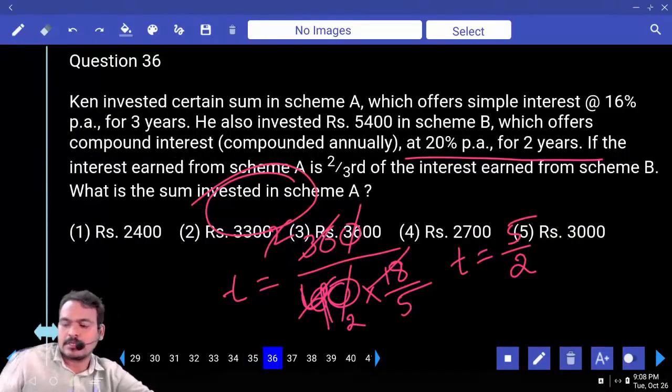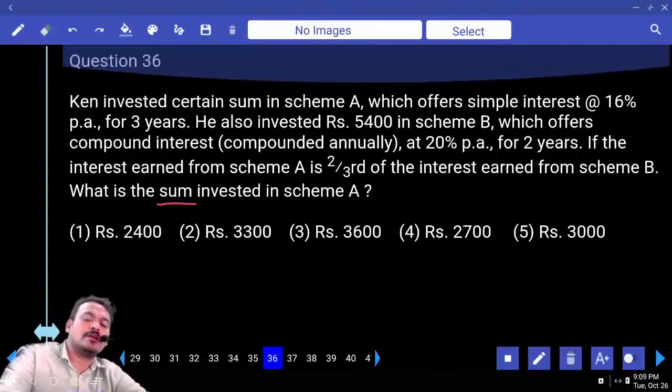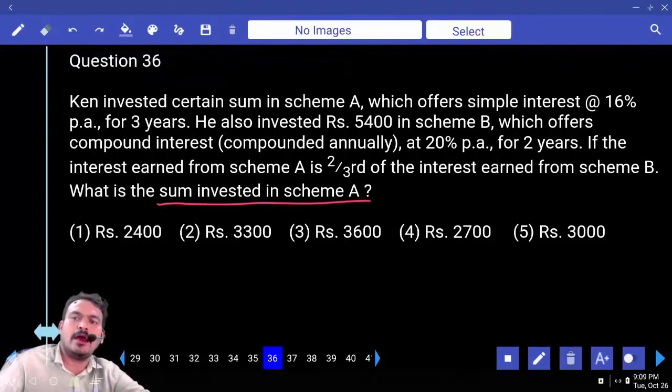Next, question number 36. Ken invested a certain sum in scheme A, which offers simple interest at the rate of 16% per annum for how many years? 3 years. He also invested 5,400 in scheme B, which offers compound interest compounded annually at the rate of 20% per annum for how many years? 2 years. If the interest earned from scheme A is 2/3 of the interest earned from scheme B, what is the question here? What was the sum invested in scheme A or scheme B?